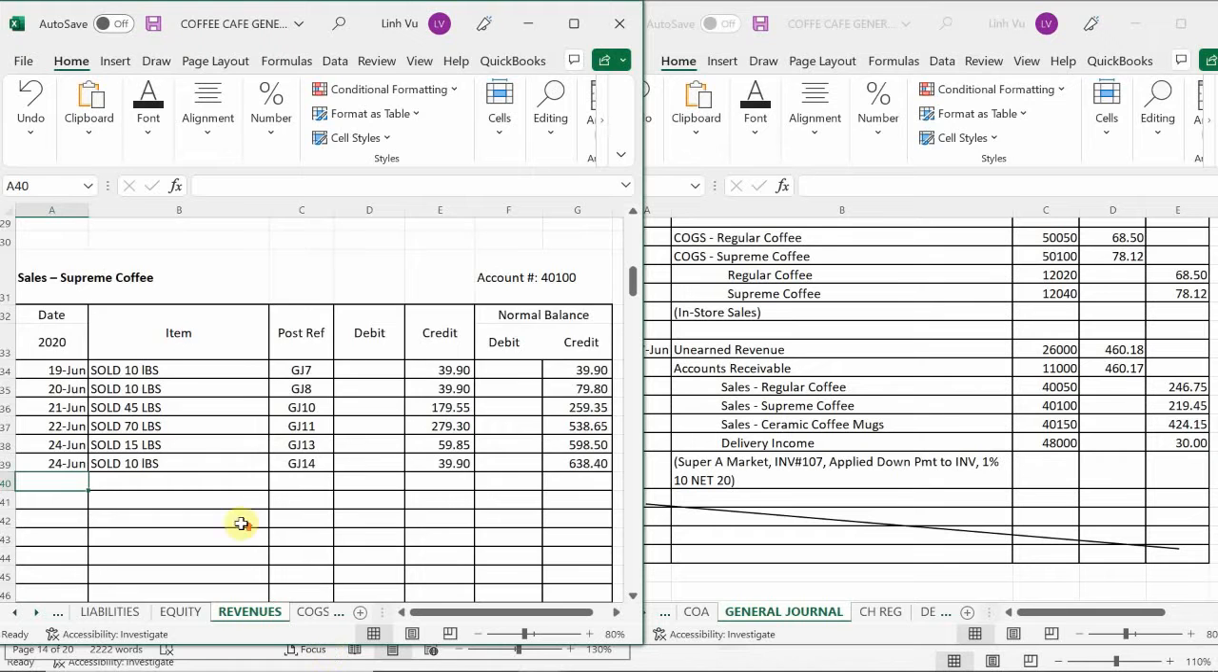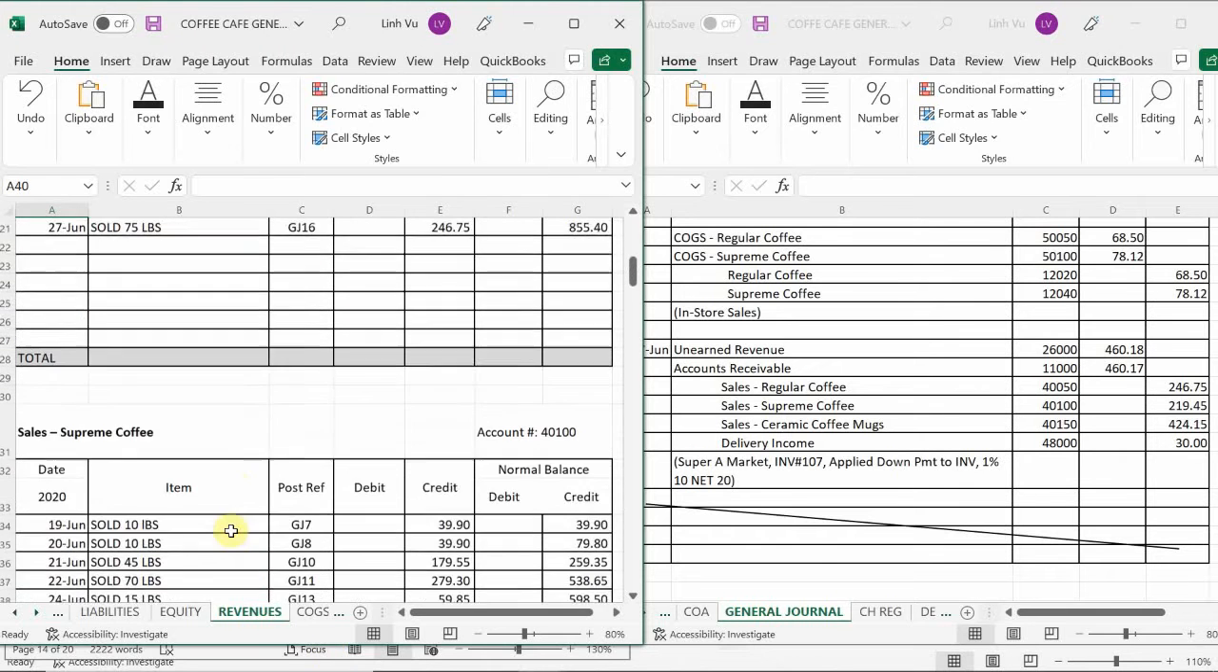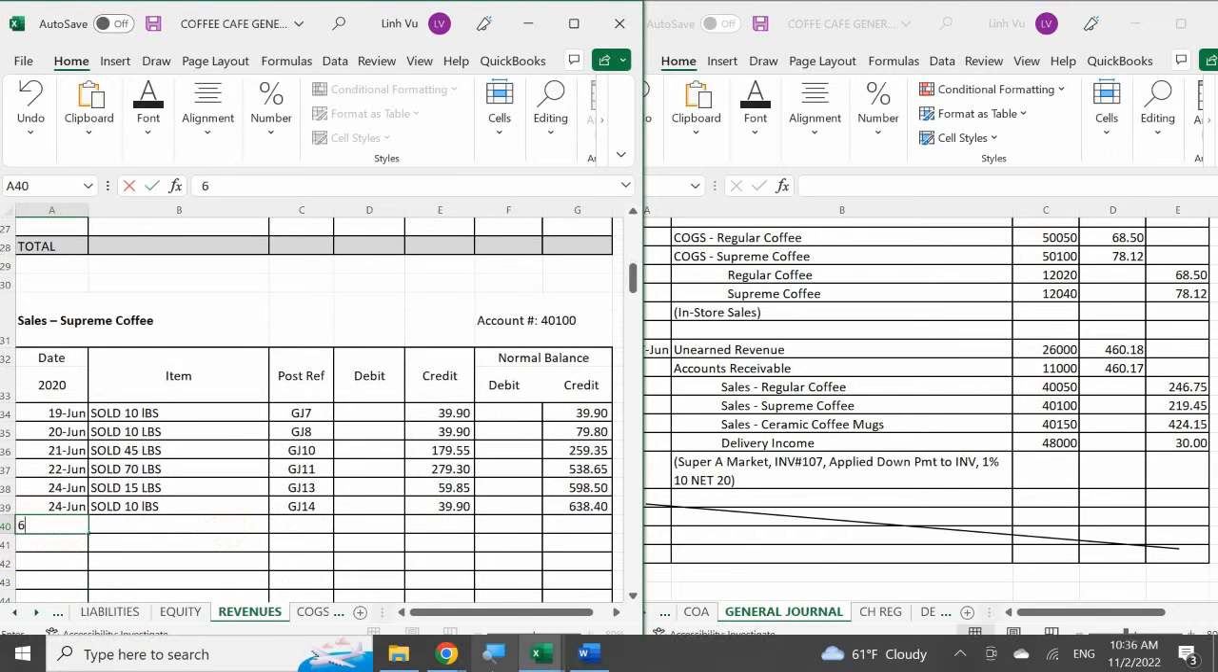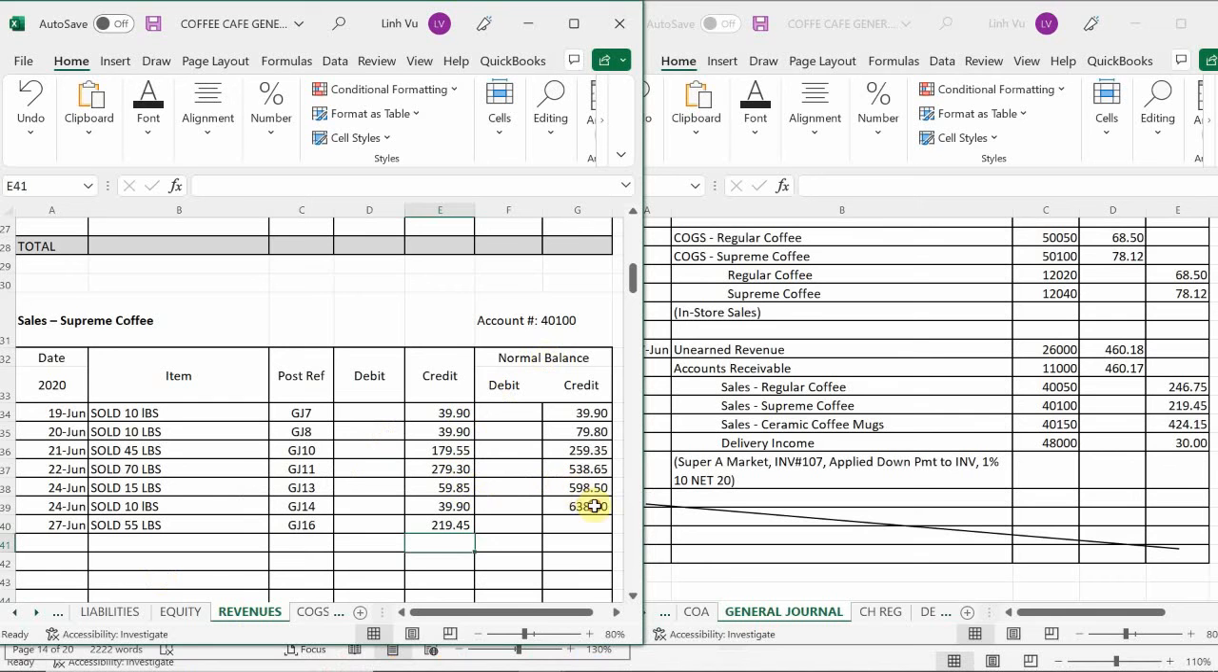Then what did I write? Sold 75 pounds. Okay. For this one, we sold 55 pounds of the Supreme for $219.45. Mm-hmm. 857.85. Good.